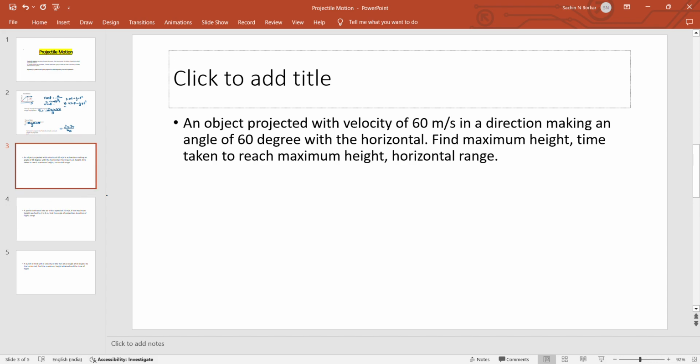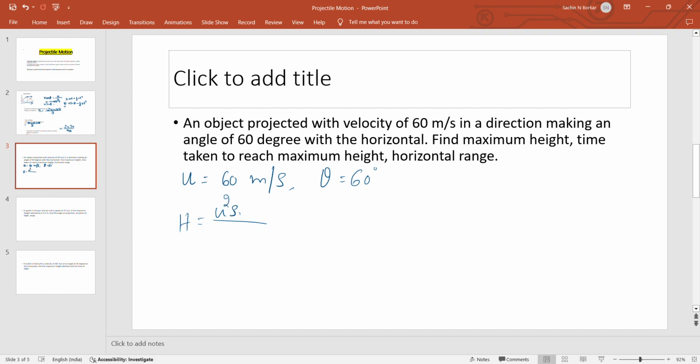The solution goes, the data given in this problem is velocity, which I'll write as u, 60 meters per second. Angle of projection theta is 60 degree. The maximum height. So first thing is height.